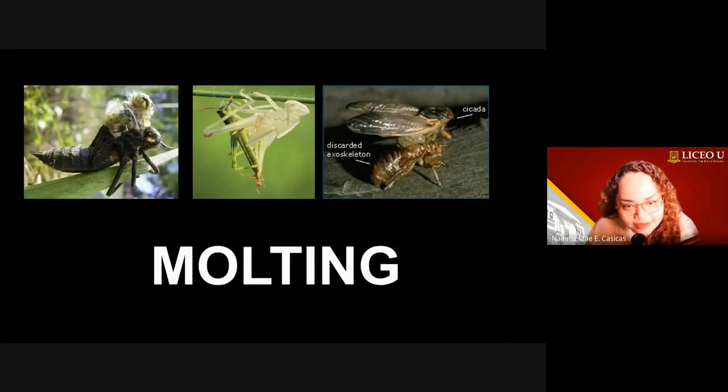And then some animals undergo molting, wherein they will shed that old exoskeleton for a new one. These are some animals that undergo molting, just like your bees, your grasshoppers, your cicadas, and the like.